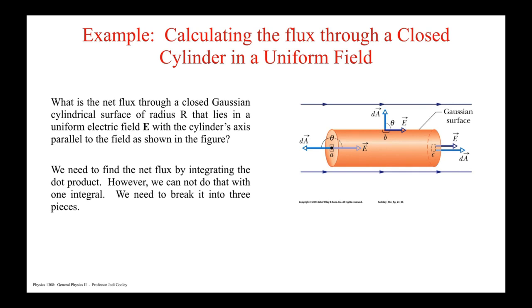So the first thing we need to do is find the net flux by integrating the dot product. However, we can't do that in just one integral. We need to break it into three pieces. We need to integrate each of the end caps, end cap A and end cap C, and then this center portion separately. So our integral is going to be the integral of E dot dA over surface A plus the integral of E dot dA over surface B plus the integral of E dot dA over surface C. And we'll just take each of these pieces one at a time.